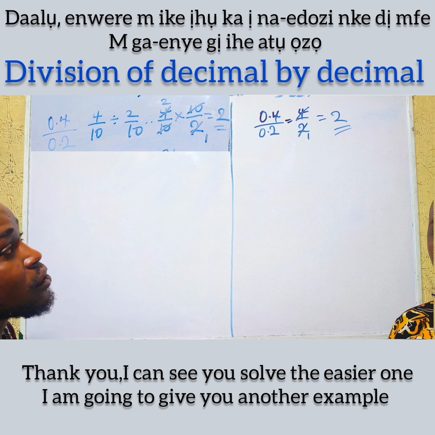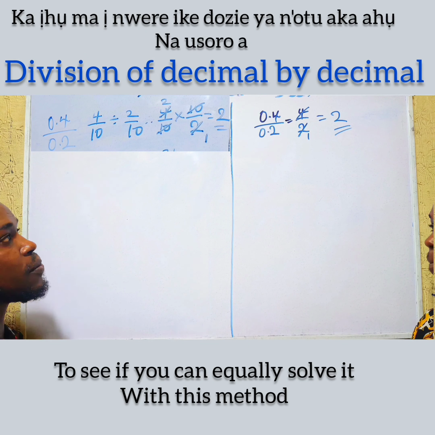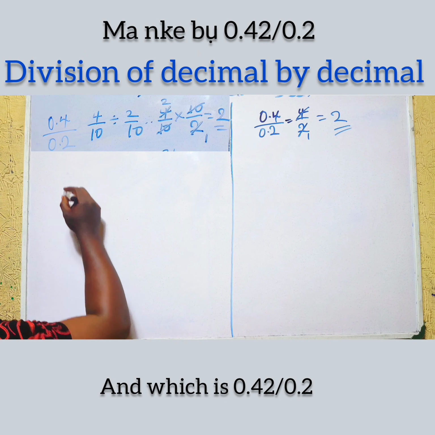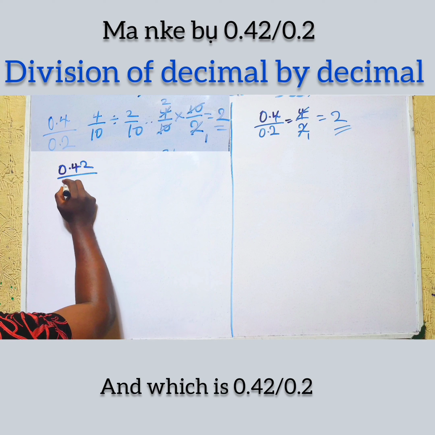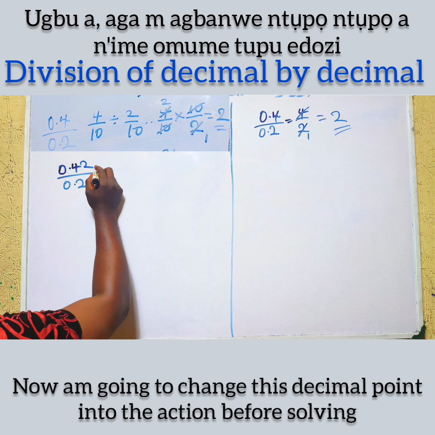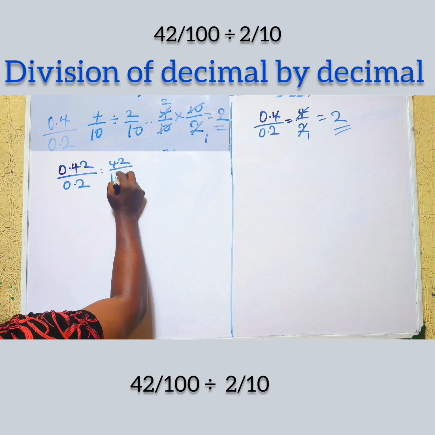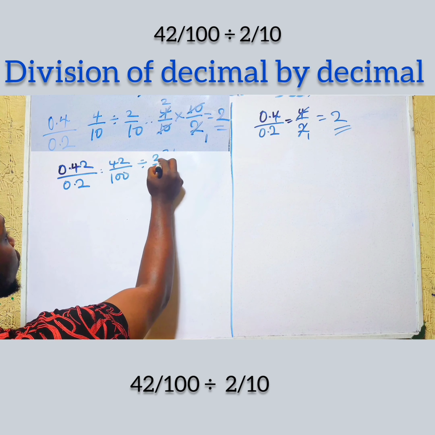Thank you. I can see you solve the easier one. I'm going to give you another example to see that if you can equally solve it with this method, and which is 0.42 divided by 0.2. Now I'm going to change it into fraction. I'm going to change this decimal point into fraction before solving, which is going to give us 42 over 100 divided by 2 over 10.